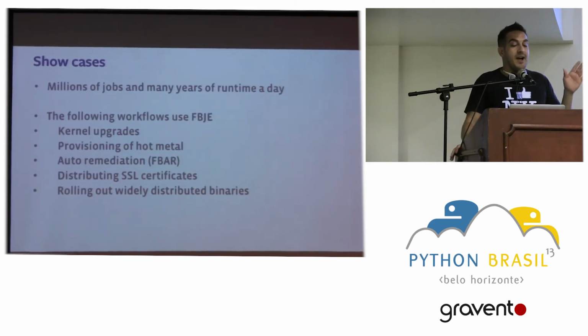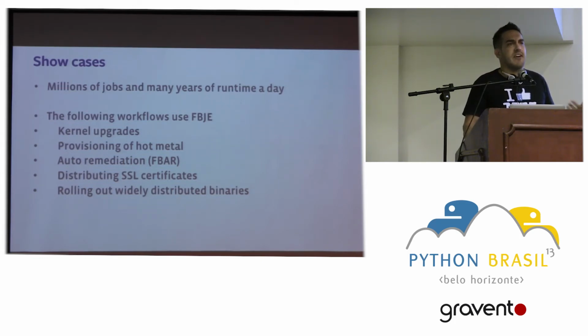So I'm almost done. We run millions of jobs every day and many years of runtime every day. So the scale is pretty big. And we run a number of automation workflows within Facebook. These are a few additional examples to kernel upgrades. We also have provisioning of bare metal, meaning we get a new server, it has nothing on it. We want to install the operating system, all the packages, and get all the services up and running. We use FBJE for this.